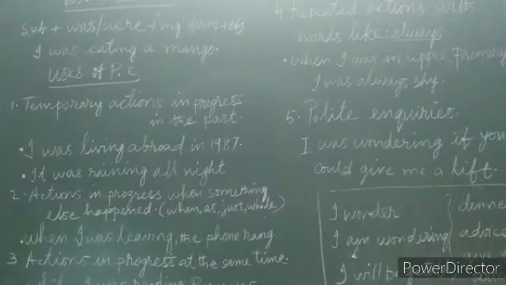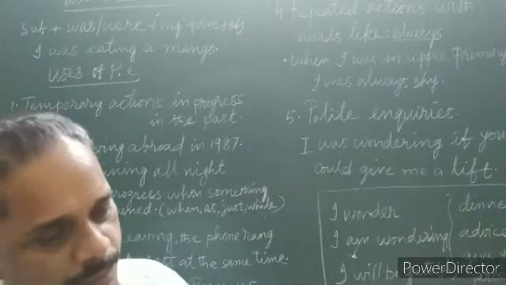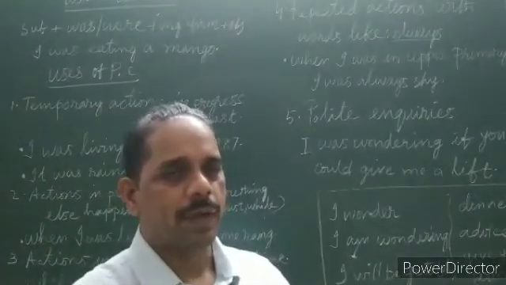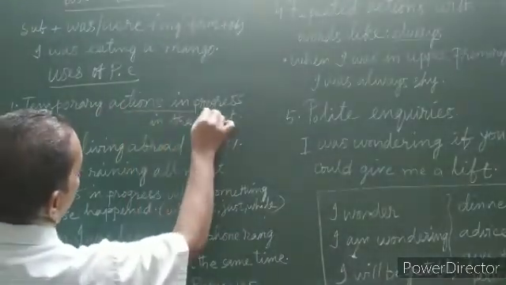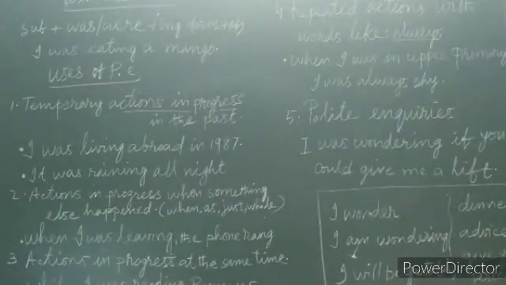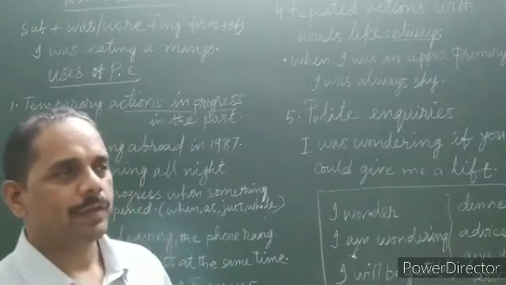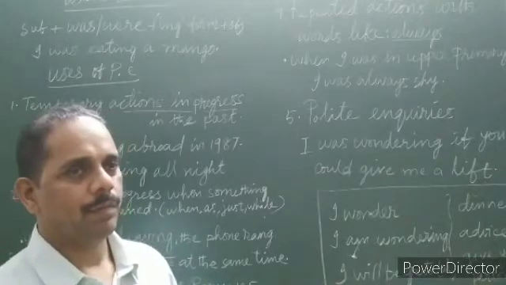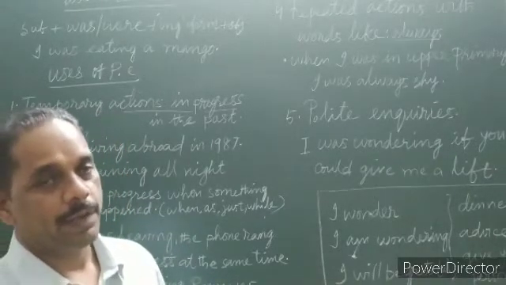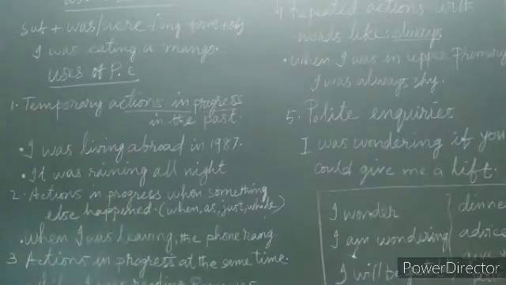Now we shall look at the uses of past continuous. The first use is temporary actions in progress in the past. Actions in progress in the past, not now. Example, I was living abroad in 1987. Long ago, 1987, I was living abroad.